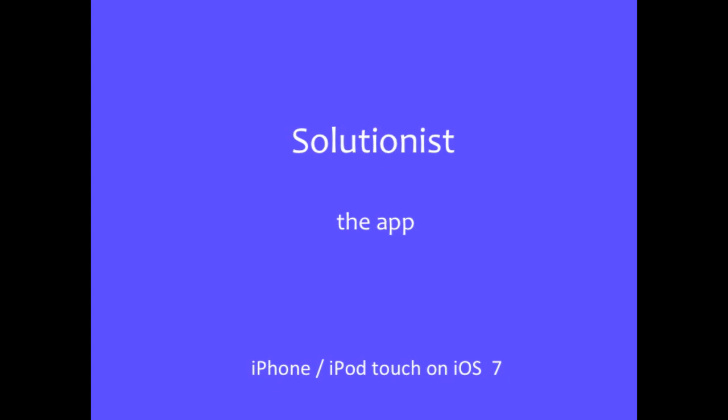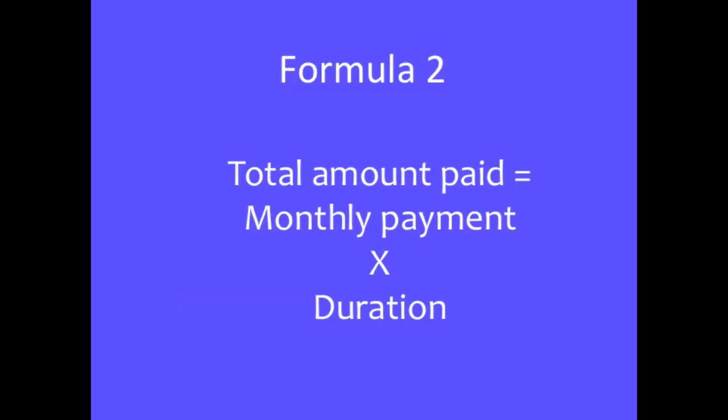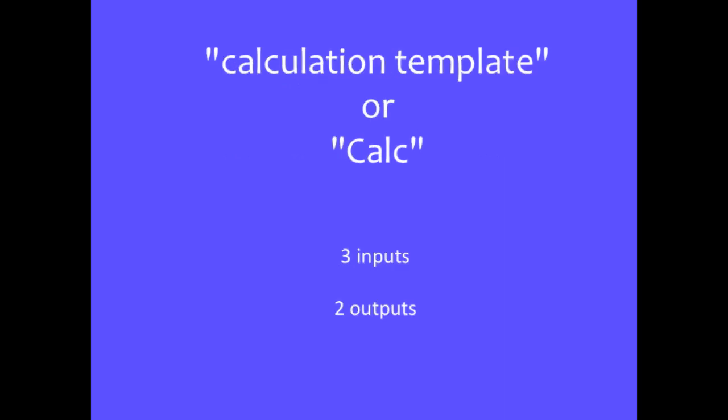Here's an example. This is the formula to calculate the monthly payments on a loan. It takes three inputs: the principal amount, the interest rate, and the duration of the loan, and gives the monthly payment as output. That's formula number 1. Next, we can take this output and multiply it with the duration to get the total amount paid over time. That's formula number 2. Let's call this set a calculation template, or calc for short. It takes 3 inputs and gives 2 outputs.